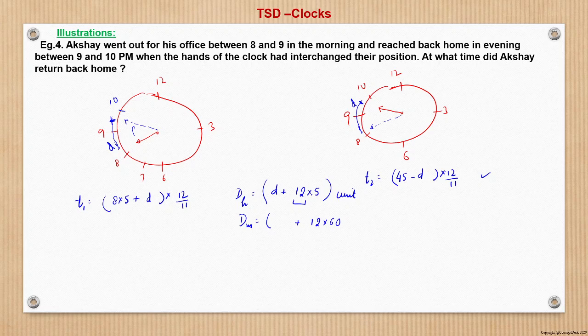Basically, to rephrase that, when the hour hand moves for 12 hours, every hour the minute hand will cover one round, that is 60 units. So for 12 hours of the hour hand, the minute hand will cover 12 into 60 units.